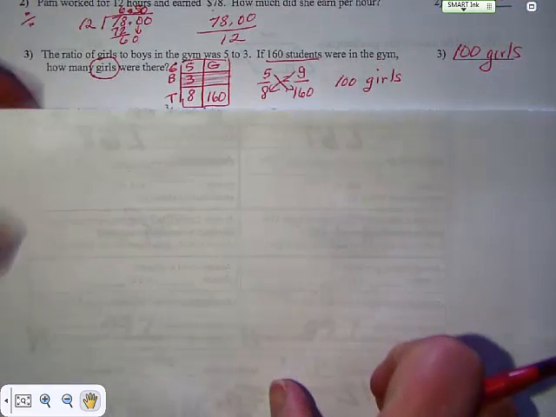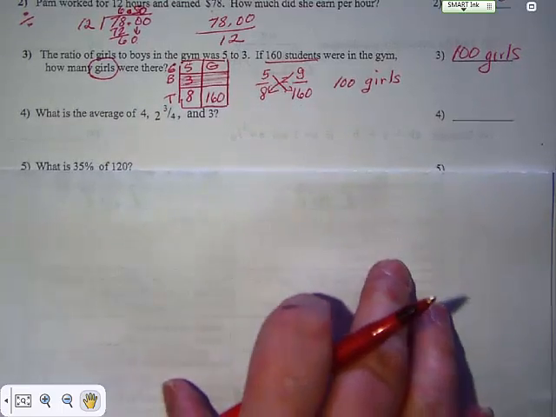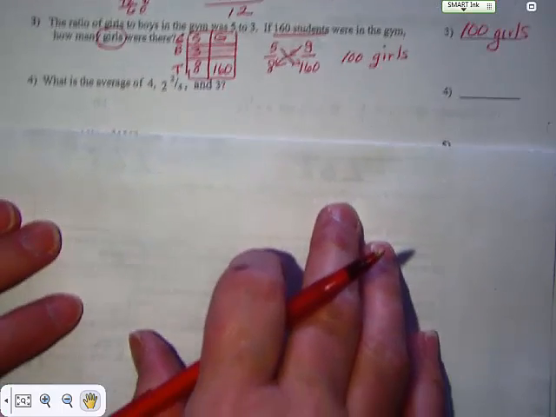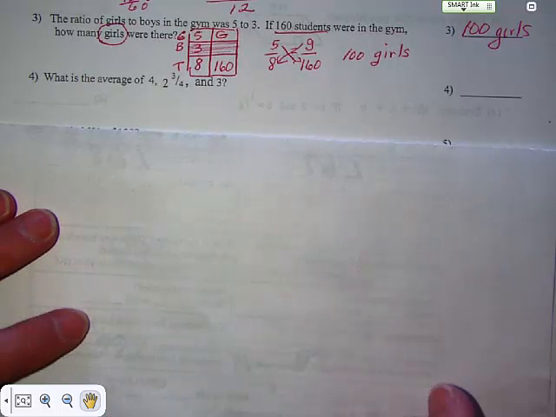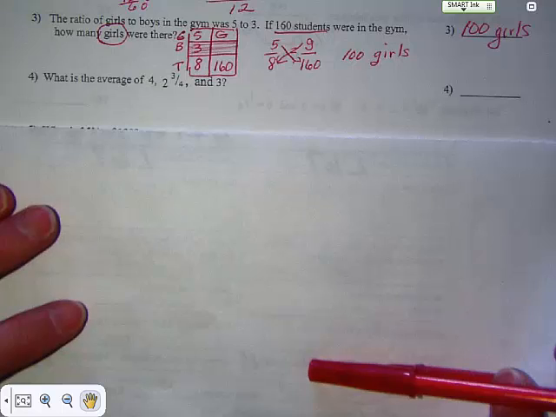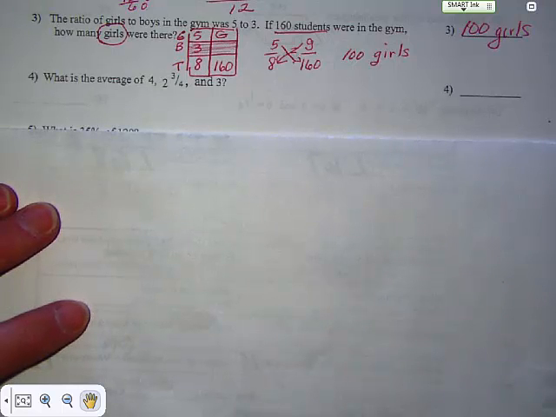Number 4. It asks you to find the average of 4, 2 3/4, and 3. Well, to find the average of any numbers, you need to add all the numbers together and divide by the total number of numbers.